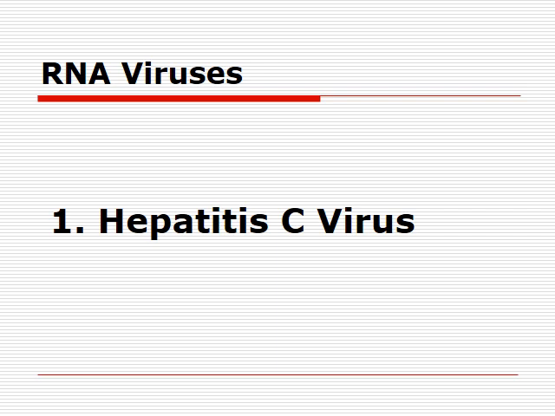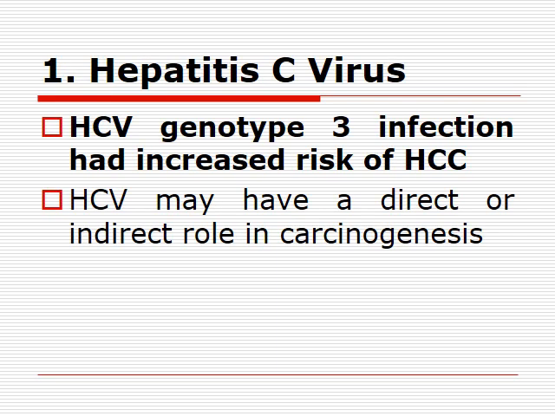Now we end with DNA cancer viruses. We start with RNA viruses, oncogenic RNA viruses. The first one, hepatitis C virus. Hepatitis C virus genotype 3 infection has increased risk of HCC.